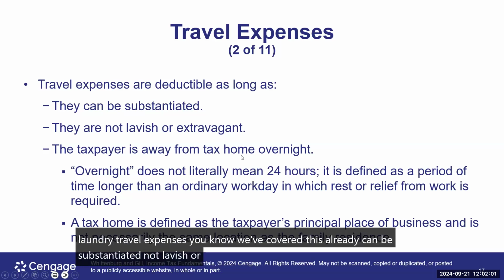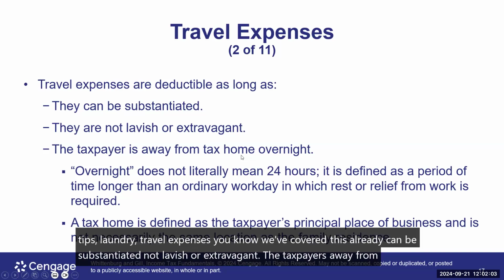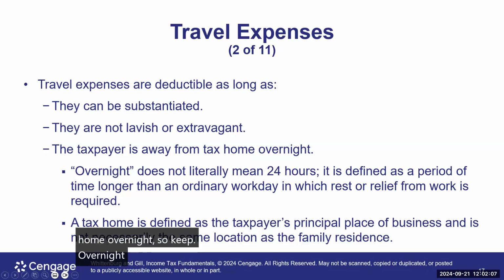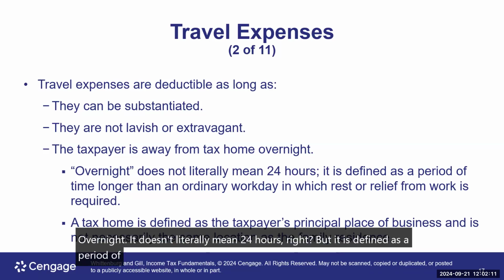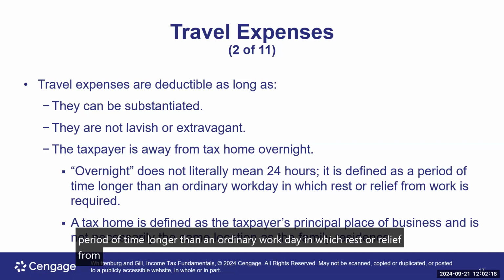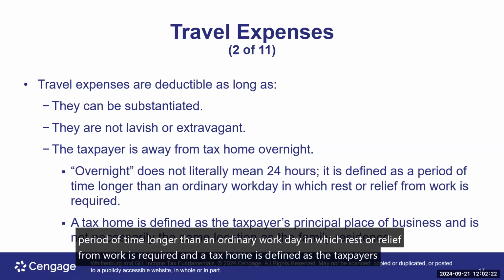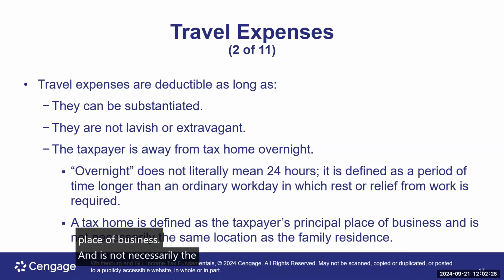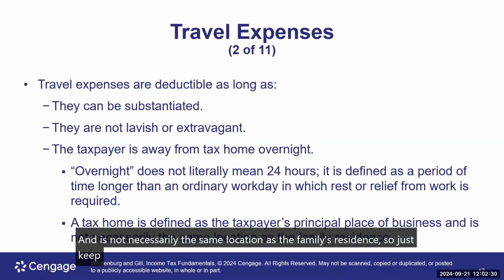The taxpayer must be away from their tax home overnight. Keep in mind, overnight doesn't literally mean 24 hours, right? But it is defined as a period of time longer than an ordinary workday in which rest or relief from work is required. And a tax home is defined as the taxpayer's principal place of business and is not necessarily the same location as the family's residence. So just keep that in mind.